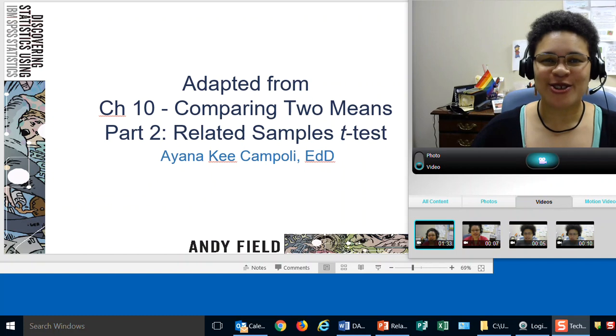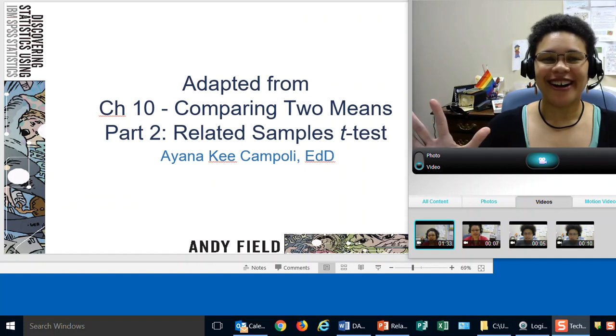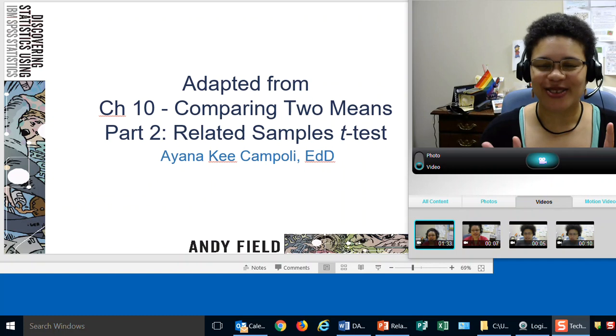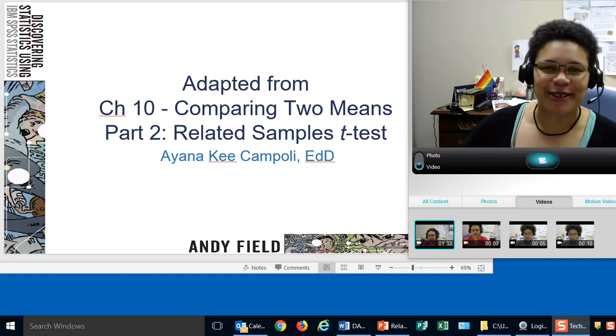Okay, this is the moment you all have been waiting for: to see if pre and post tests have a statistically significant difference. I know that is what you have been wanting to be able to do.